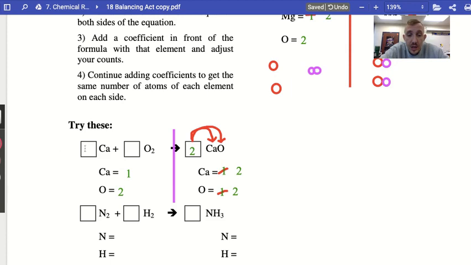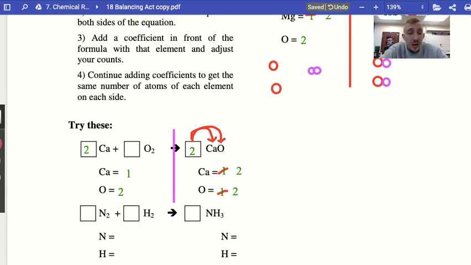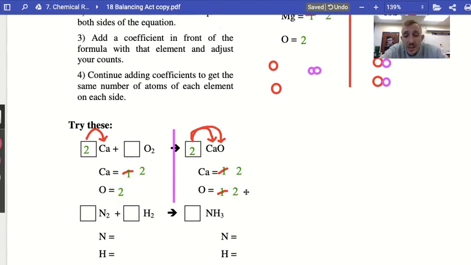And so what I'm going to do is put a number that I can multiply by 1 to get it to the number over here, which is 2. So 1 times 2 equals 2. And so this 2 is going to multiply just to the calcium. All right, and so it's going to change this to 2. And so if we look, we now can stop because everything equals from the left side to the right side. I have 2 calciums, 2 calciums. I have 2 oxygens, 2 oxygens. So any box that doesn't have a coefficient, you just add a 1. Okay, so my ratio is going to be 2, 1, 2.